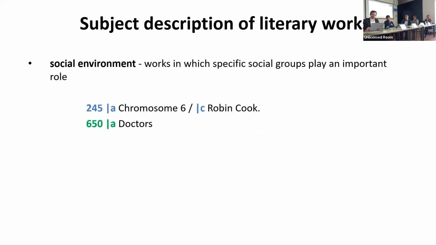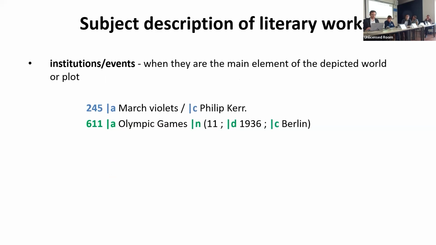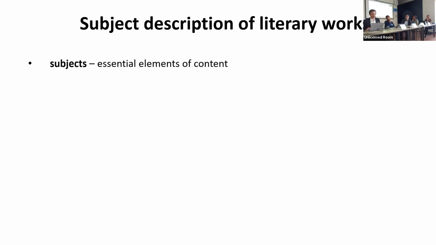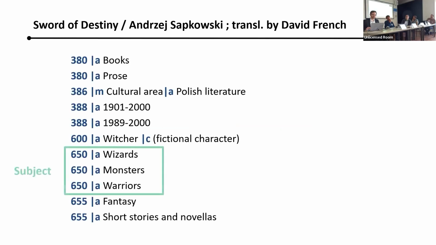There are other things I will not list for the sake of time, but for example, some social environment, some institutions which are important. As you can see, there are many types of mark field used here. So here it's about institutions, and of course, subjects, which express some essential elements of content.